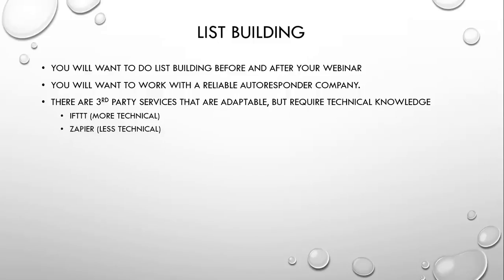There is a company that is less technical because they do most of the work and integration for you. And the name of that company is Zapier. And Zapier will create an application that you can use that will allow you to sign up someone to your email marketing list and add them to a webinar registration at the same time. It will also allow you to do the very same thing in reverse, which is to add someone to a webinar registration and at the same time add them to an autoresponder list.